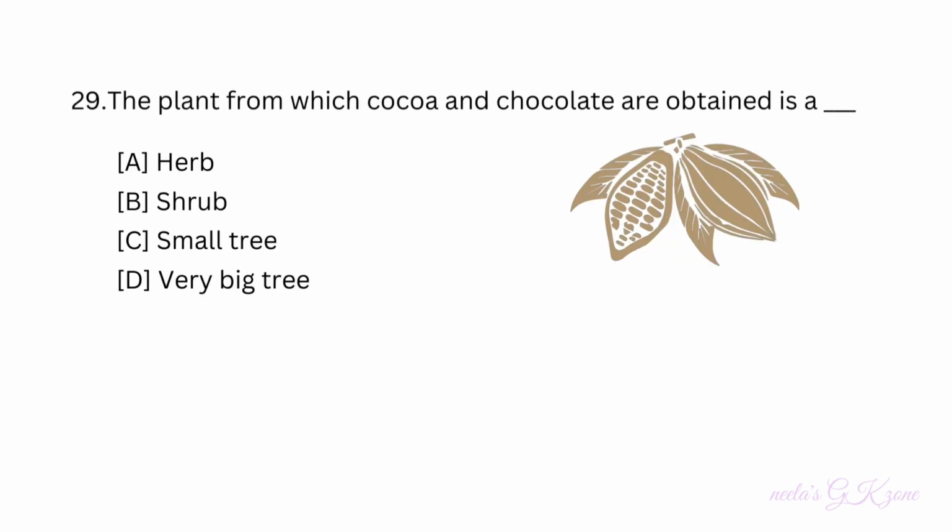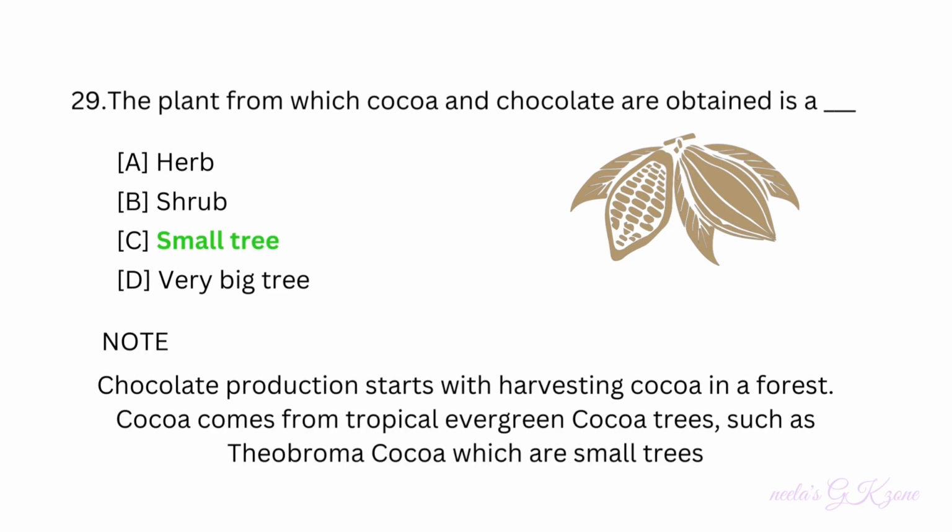The plant from which cocoa and chocolate are obtained is, options are herb, shrub, small tree, very big tree. And the answer is small tree. Chocolate production starts with harvesting cocoa in a forest. Cocoa comes from tropical evergreen cocoa trees such as Theobroma cacao, which are small trees.